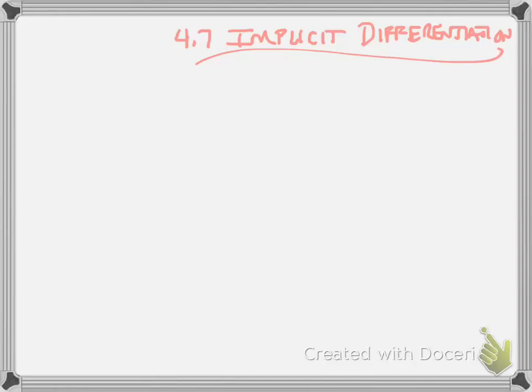4.7 implicit differentiation. We're going to go through a couple examples here of a process we need to use when we have a function that isn't defined explicitly, and we'll explain that in a minute. But before we begin, you'll see the first page on your notes has 3 warm-up problems, right?